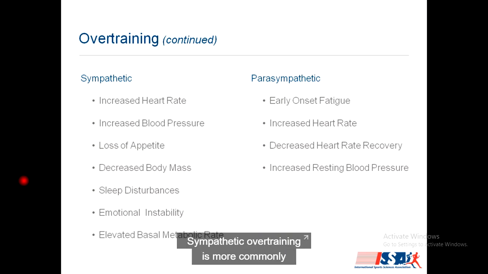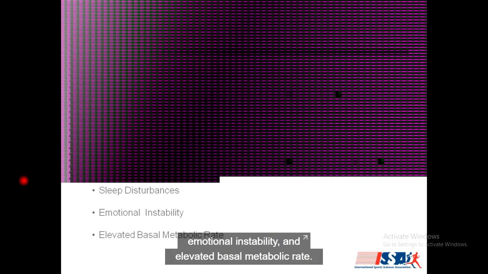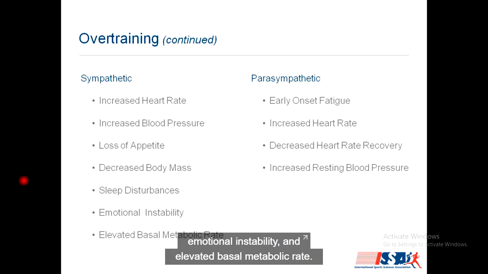Sympathetic overtraining is more commonly found in individuals who participate in anaerobic training. The symptoms can include increased resting heart rate, increased blood pressure, loss of appetite, decreased body mass, sleep disturbances, emotional instability, and elevated basal metabolic rate.